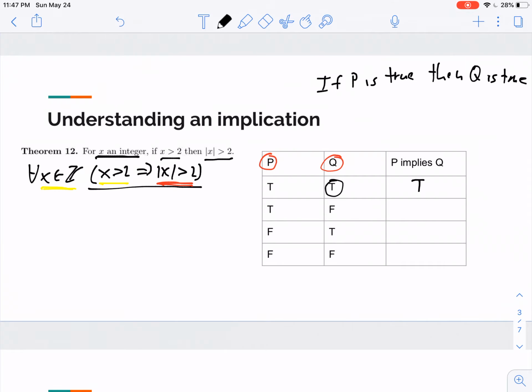In the second row, if p is true but q is false, this does not agree with our rule, right? Because our rule says if p is true, then q must also be true, but here q is false, which contradicts our rule. Since it's not in agreement, our binary operation will return false.